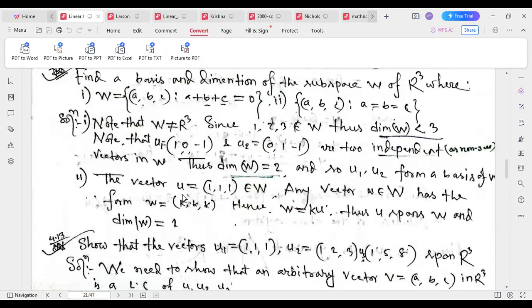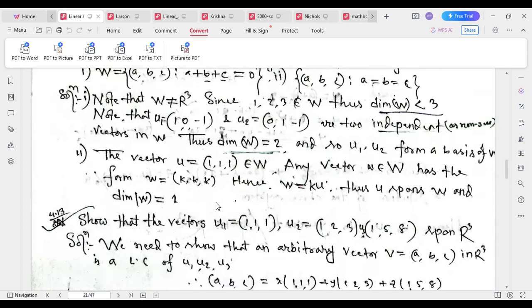On the other hand, the vector u = (1, 1, 1) belongs to W, and any vector w belonging to W has the form (k, k, k) with scalar k. Hence, it is a scalar multiple of u. Therefore, u spans W, and the dimension of W equals what? 1, because there is only one basis vector.